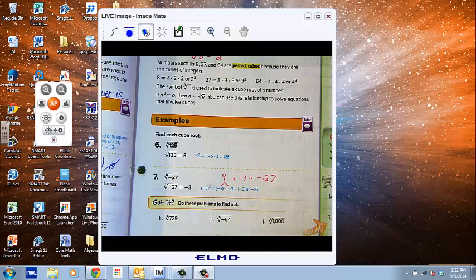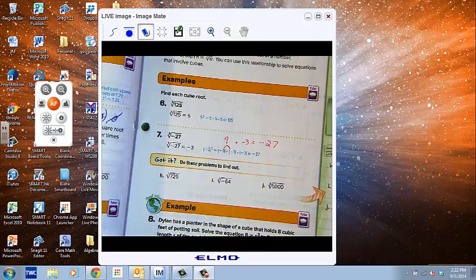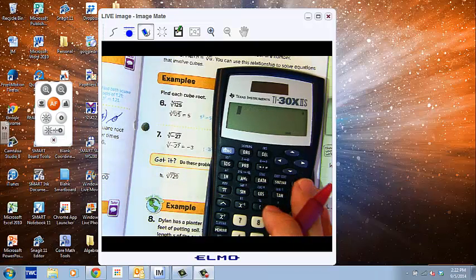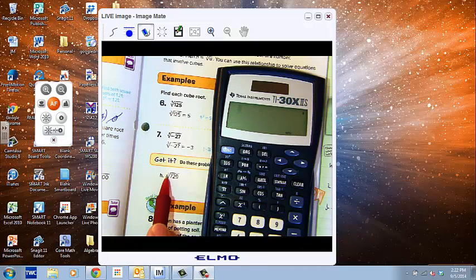Right? So I'm going to do one with you here. I'm going to use this calculator here. So you have 3 right there. That tells me cube root of 729. So I'm going to hit a 3.